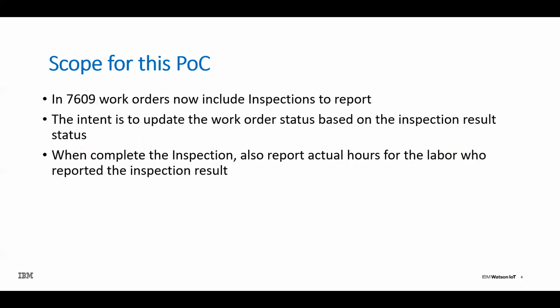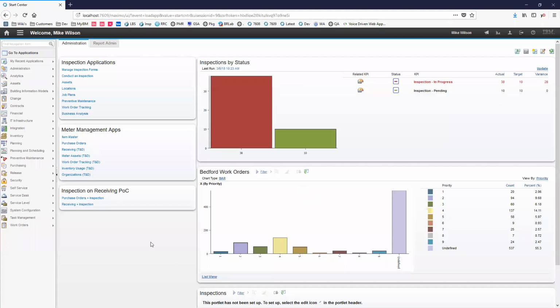So for this demonstration today, the intent is to be able to update the current work order status based on the existing inspection result status that is associated to this work order, and more than that, why not also track the time spent by the inspector when he's executing the inspection and report those as labor hours into the same work order. So that's what I'm going to demonstrate right now.